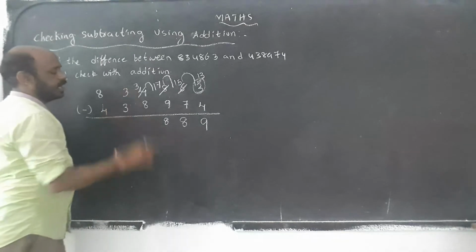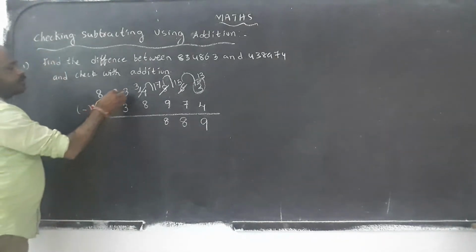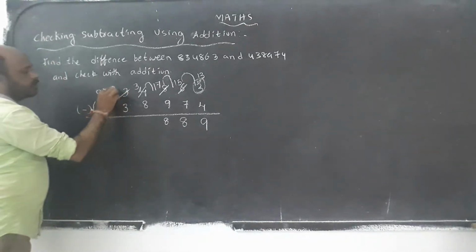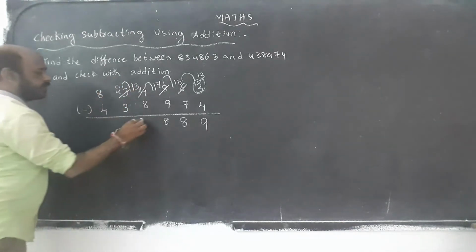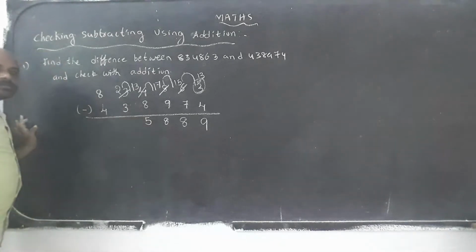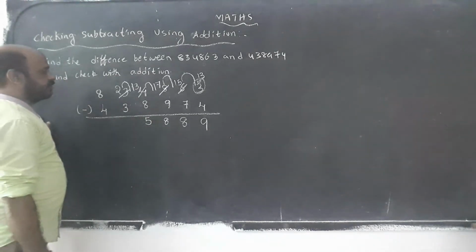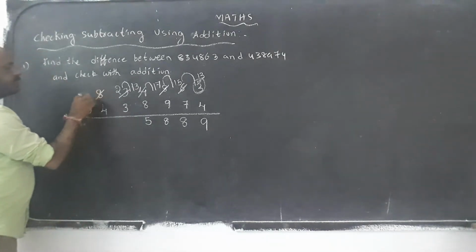From 3, we can't remove 8. Then we take a borrow from the number before. 3 becomes 2, and 3 becomes 13. 13 minus 8 is 5. Then the next digit is 7.